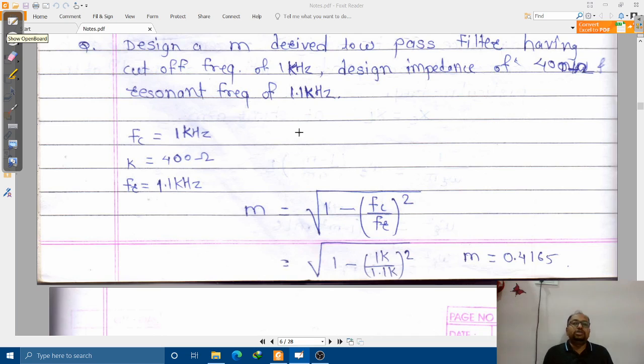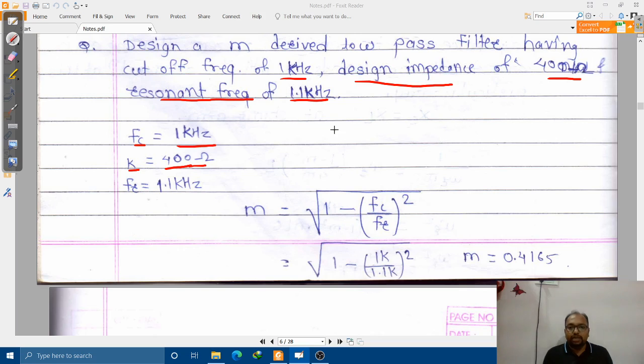Great. So the question is, design an M-derived low pass filter having a cutoff frequency of 1 kilohertz, a design impedance, that is nothing but your K, of 400 ohm, and the frequency of resonance, that is nothing but your resonant frequency FR. So the given parameters are nothing but what? 1 kilohertz is the cutoff frequency of the particular filter, then the design impedance is nothing but 400 ohm.